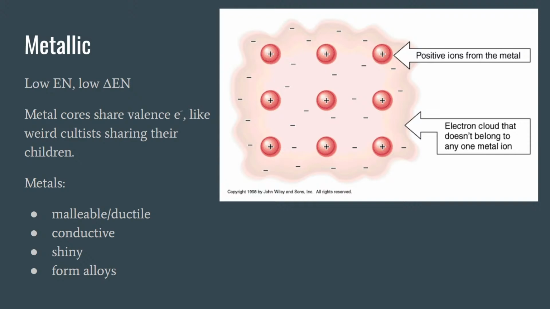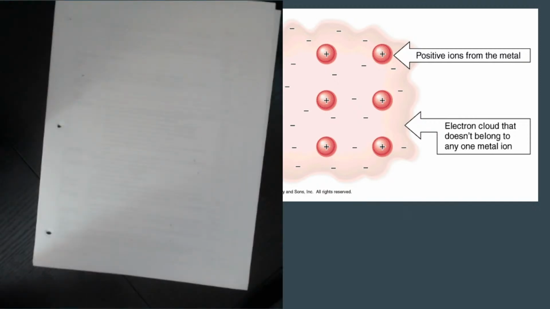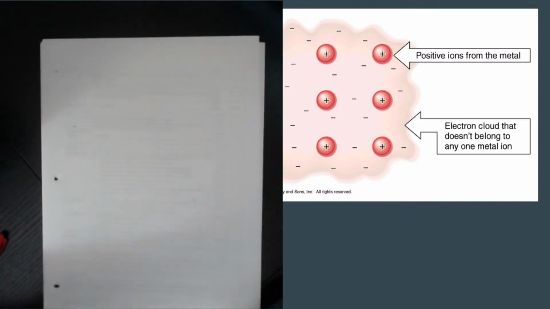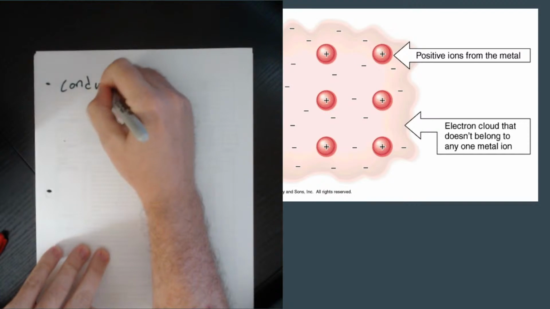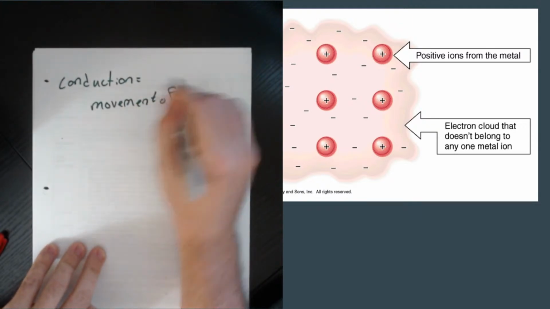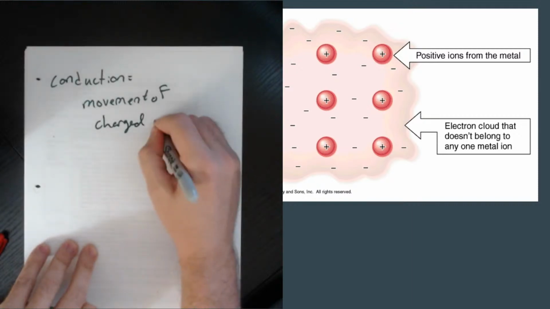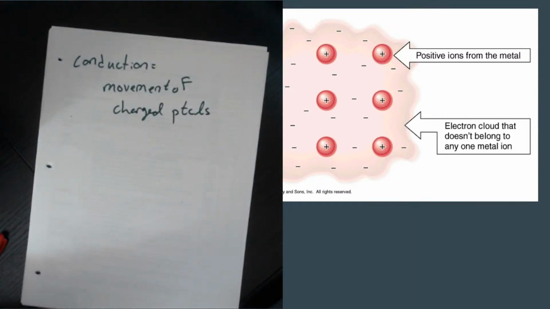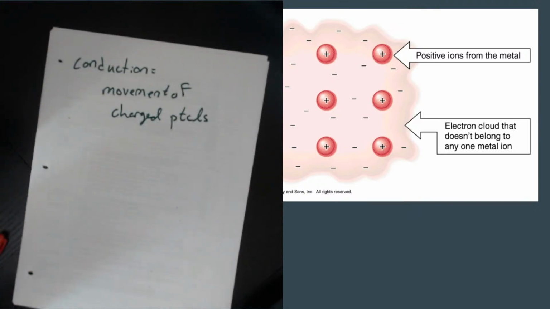Metals are conductive. Okay, electrical conduction. This is important. Okay, I'm going to go ahead, bring back up this thing right here. Electrical conduction. Conduction means the movement of charged particles. Okay, so whatever kind of electrical conduction you're talking about, charged particles of some kind are moving from one place to another. In the case of metals, those charged particles are these electrons here inside the sea of electrons.